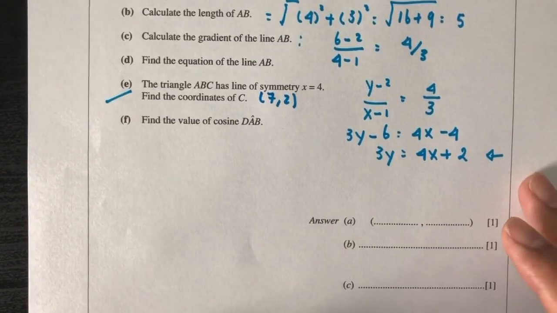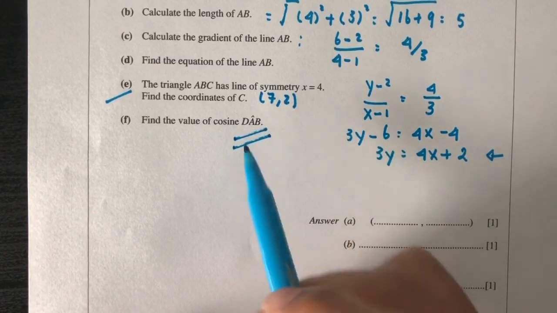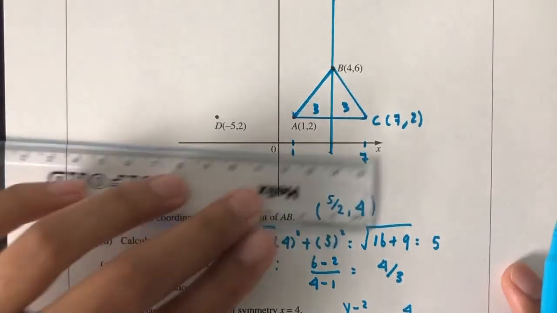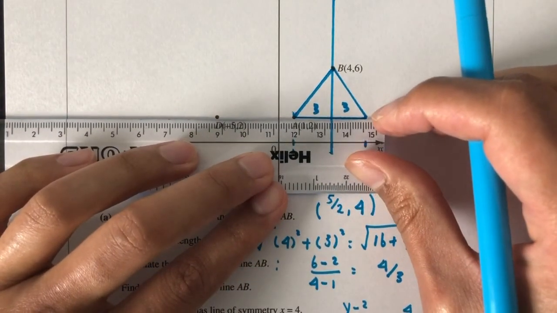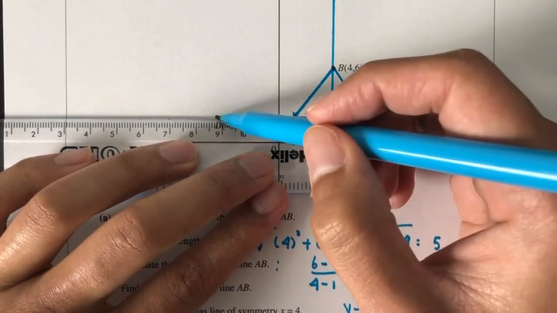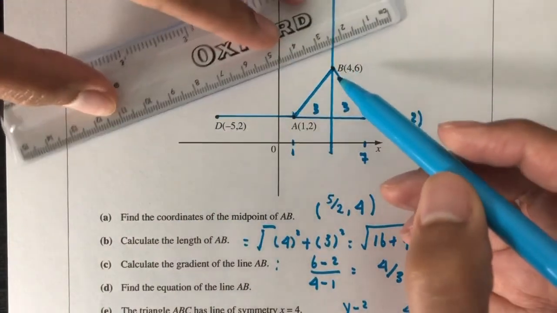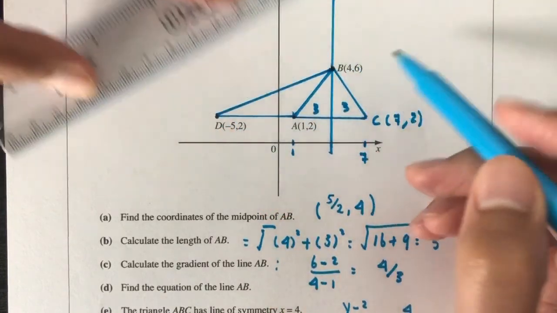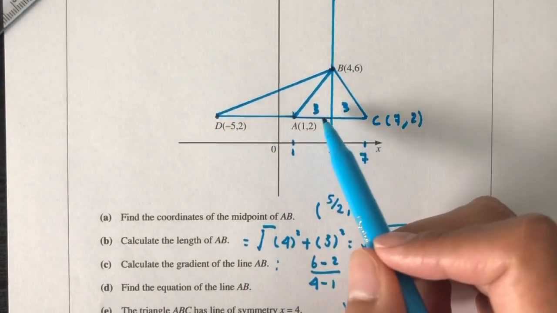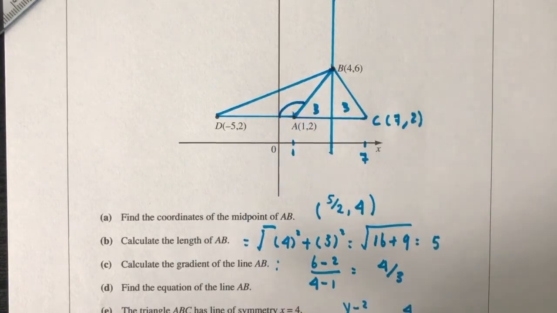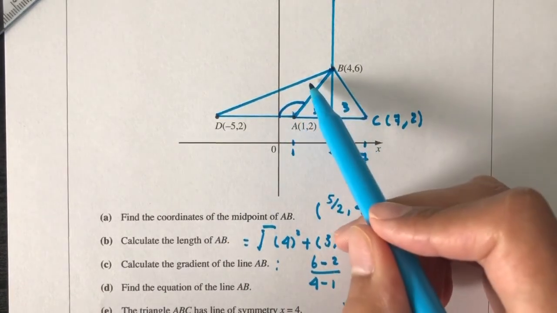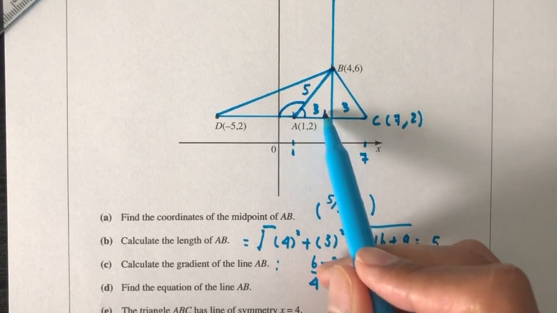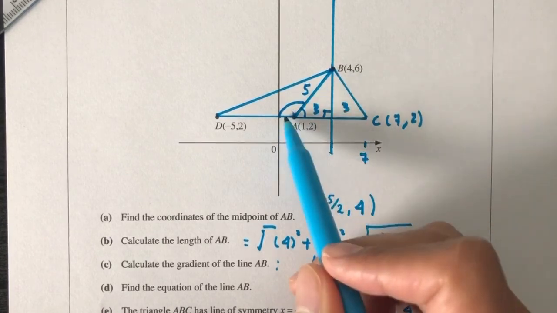Now for the last part, find the value of cosine DAB. Cosine DAB. So how would you find that? You would connect these two. So DAB is this angle. We know the length of AB is equal to 5. And this angle, we know the base. So we'll take this triangle here, the small one.